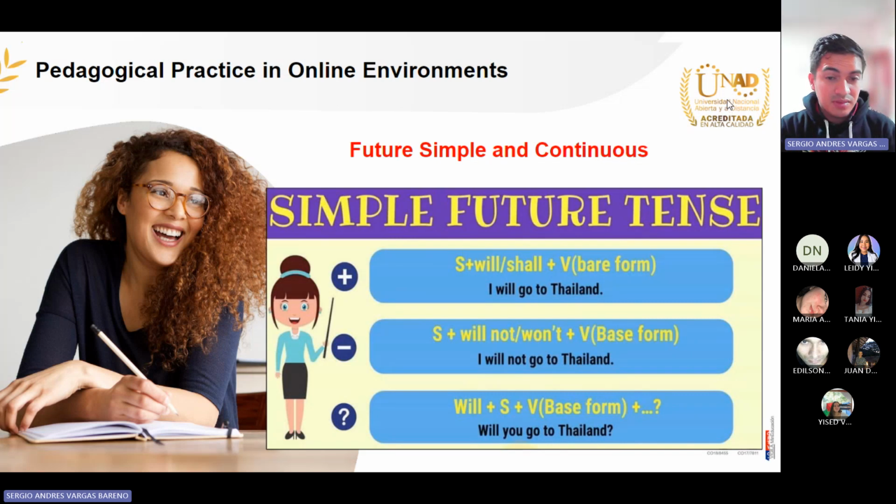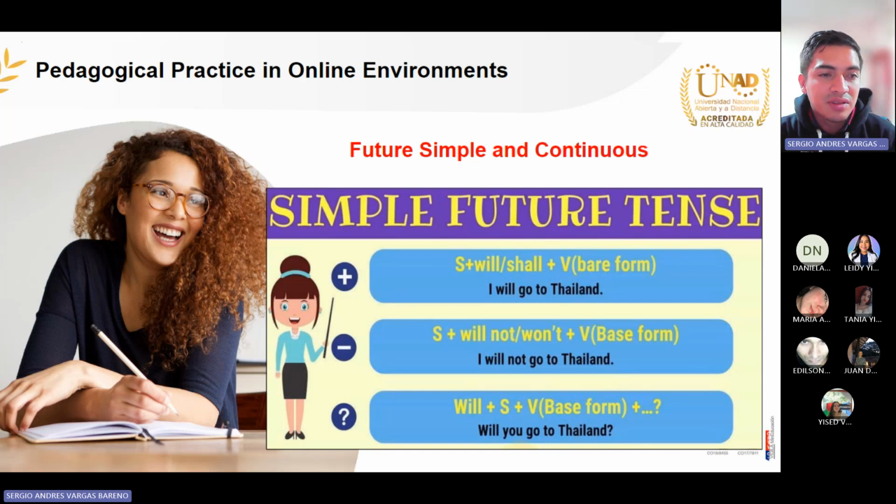Okay, in the future, we have a simple structure. Subject, will, normally will. We have here in this example shall, but remember, shall is more used for some questions. Normally, we use will. Will and the verb in base form, right? Remember, when you use will, you don't have to use to for the verb because will is a modal verb.